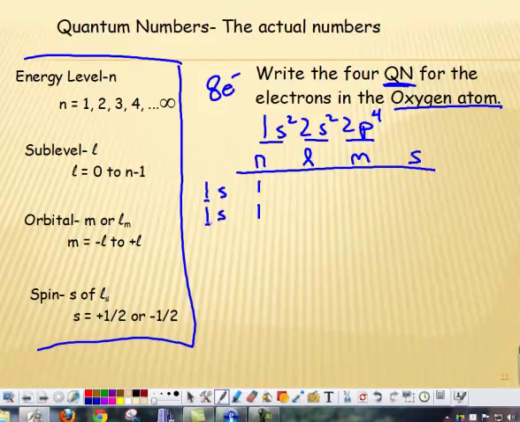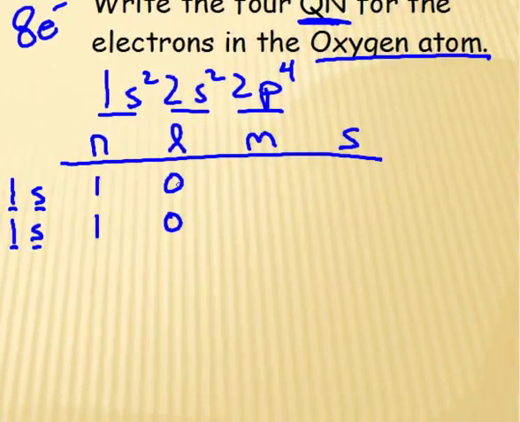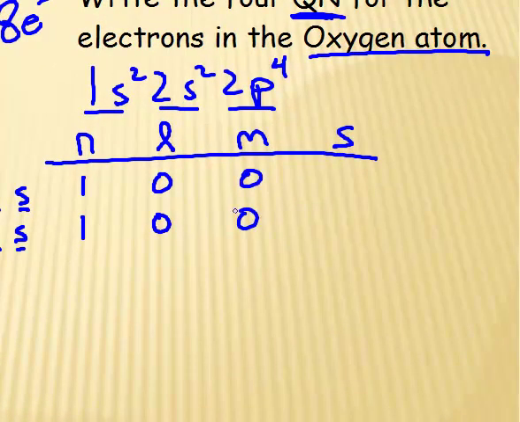For l, I think the greatest way to solve it is to write l equals 0, 1, 2, 3, 4, dot, dot, dot, and write the letters that it corresponds to, which are s, p, d, f, g, dot, dot, dot, alphabetical. So if we're in the s sublevel, that corresponds to an l value of 0. Now, according to the formula right here, m equals negative l to positive l, so if it's 0, it can only be 0, negative 0 to positive 0.